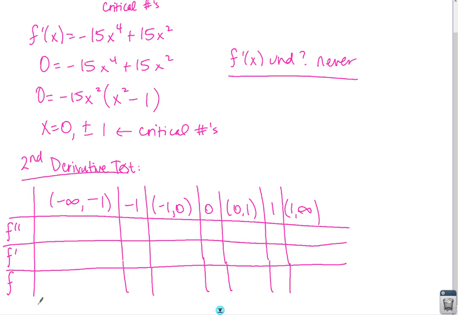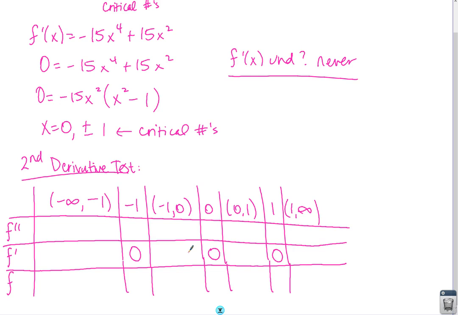So what do I know? I know that I have 0 here, here, and here, because these numbers are my critical numbers. They came from the fact that my first derivative was equal to 0. So I'm going to go ahead and write those in. I could determine my relative extrema using the first derivative test by plugging numbers into my first derivative, but that's not what we're trying to do. We're trying to use a second derivative test.